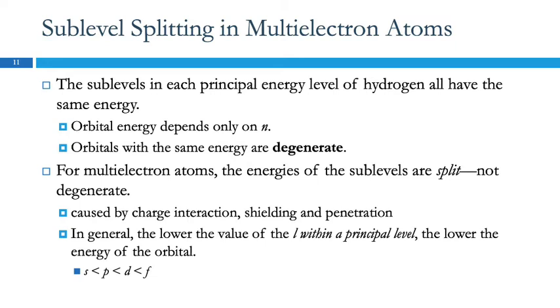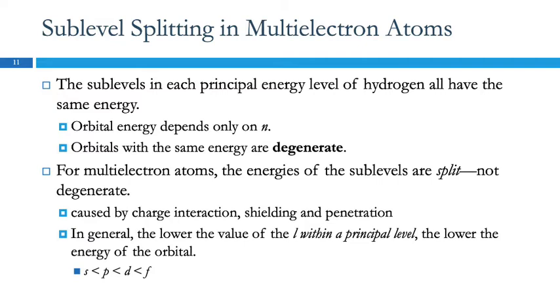For hydrogen, the sublevels s, p, d, f in a principal energy level all have the same energy, and we'd say they are degenerate. They have the same energy. That's not true in multi-electron atoms. The sublevels have different energies. They're split. This is caused by charge interaction, by shielding, and by penetration.